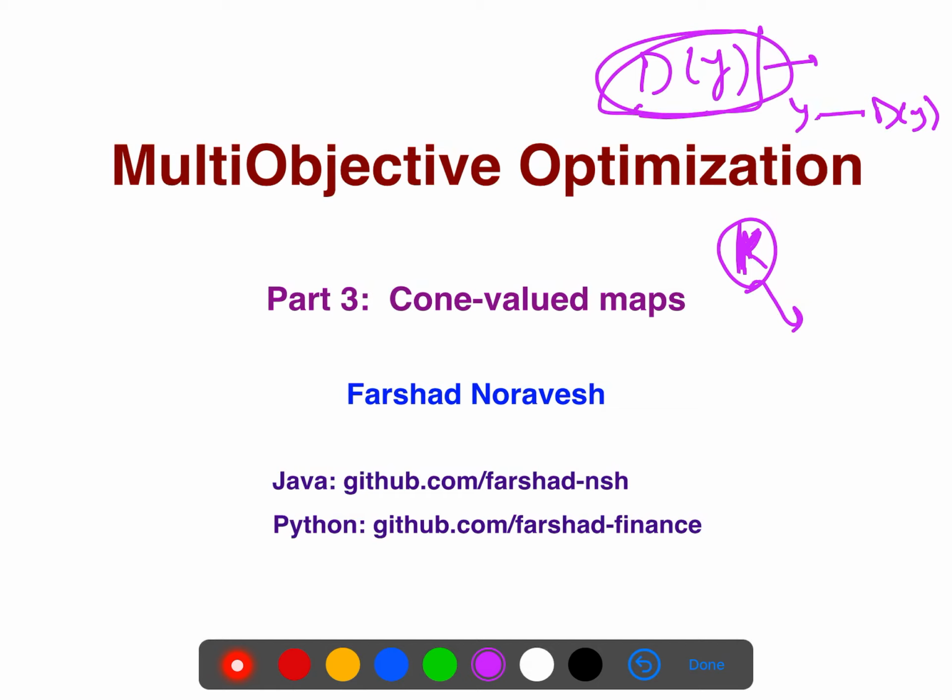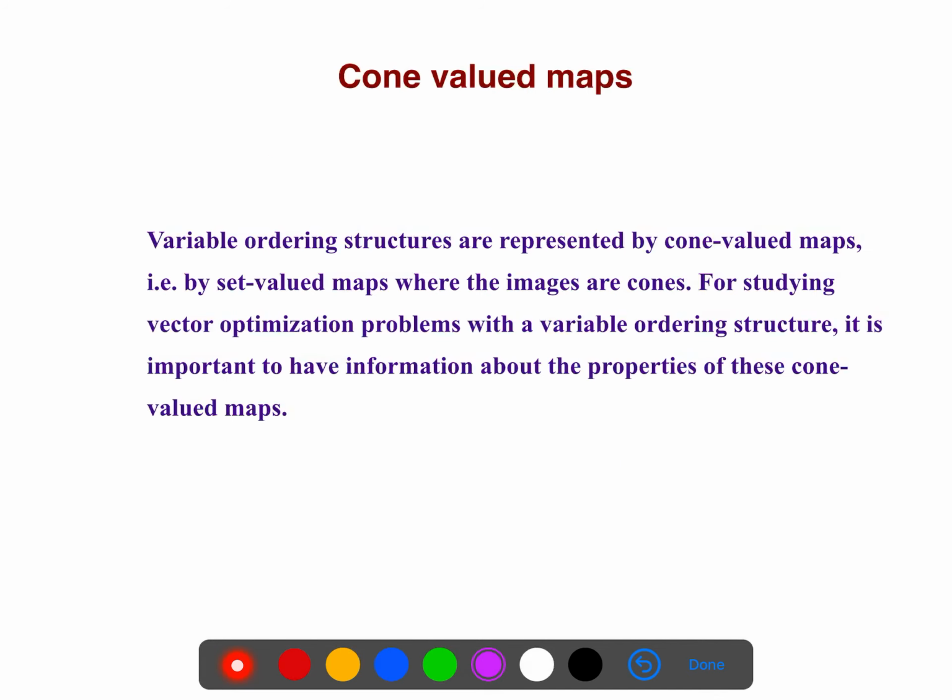Of course, in this lecture, I will show you that if D of y is a set-valued map, and it is locally Lipschitz, then you can find a neighborhood. There exists a neighborhood such that D of y is constant. So let's move on.